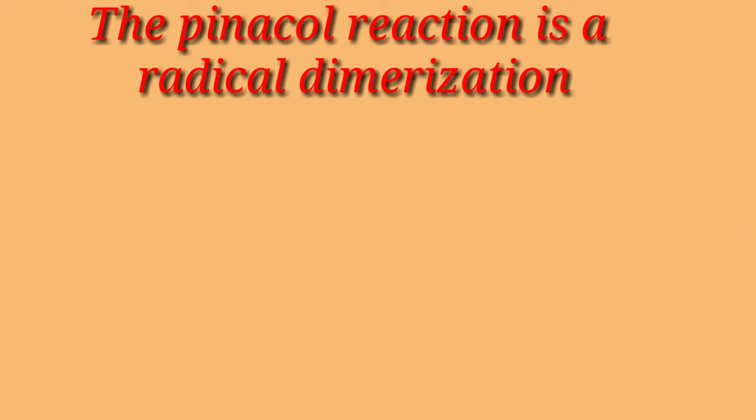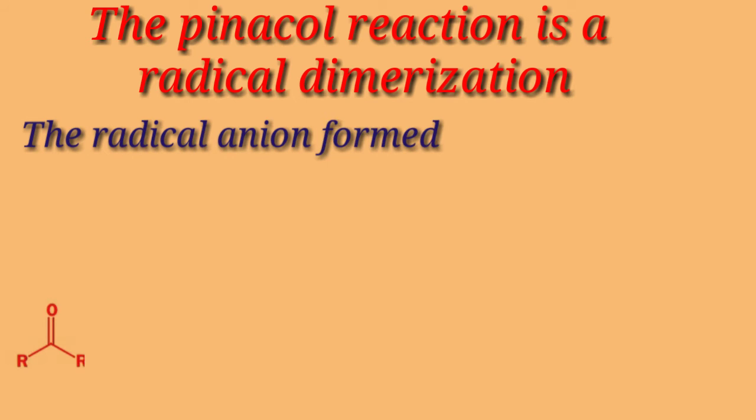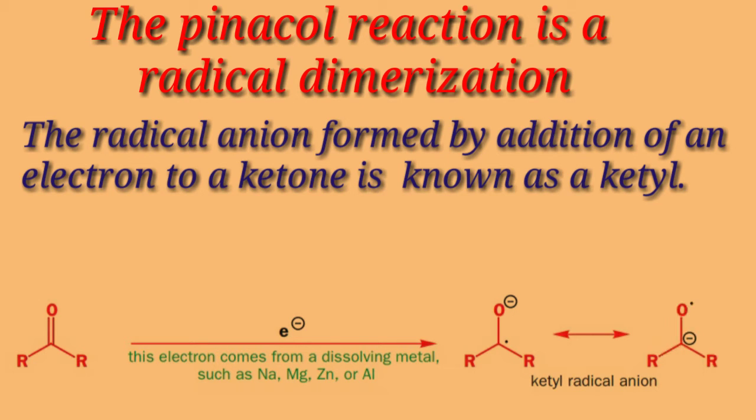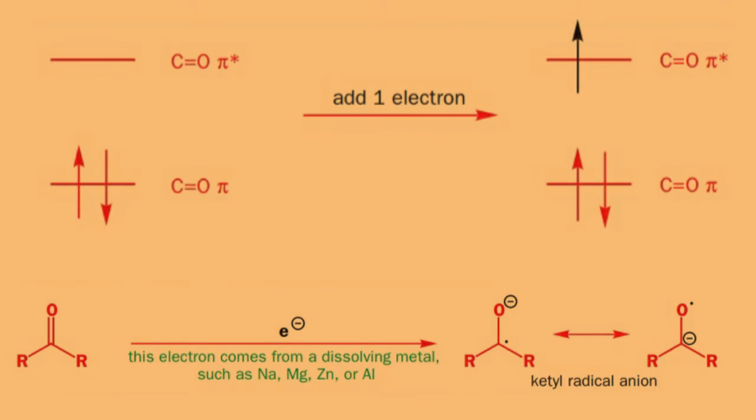Pinacol reaction is a radical dimerization. The radical anion formed by the addition of an electron to a ketone is known as ketyl, and the single electron is in the pi star orbital. So we can represent a ketyl with a radical on oxygen or on carbon and the anion on the other atom.